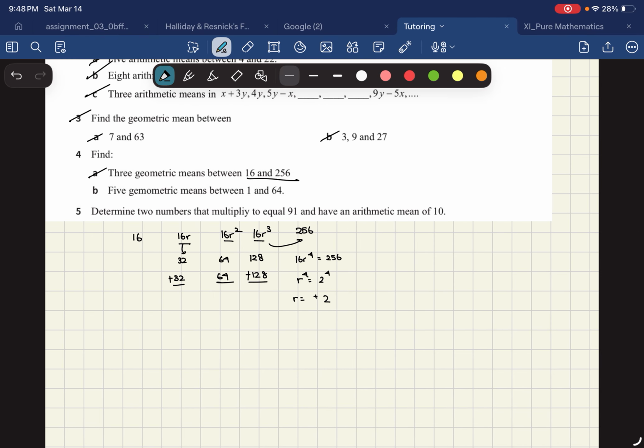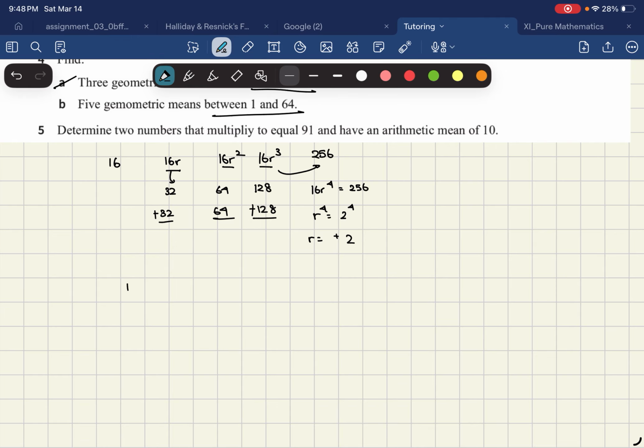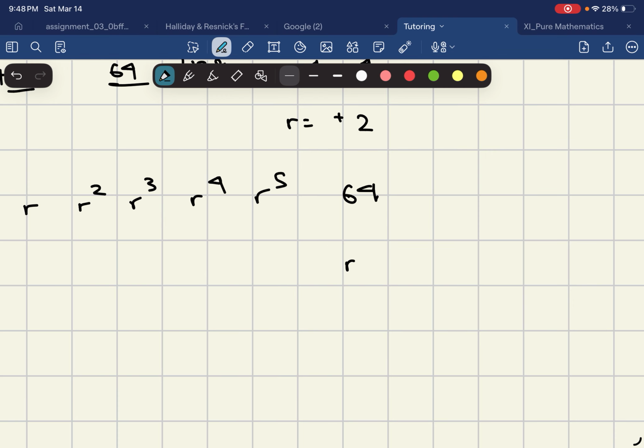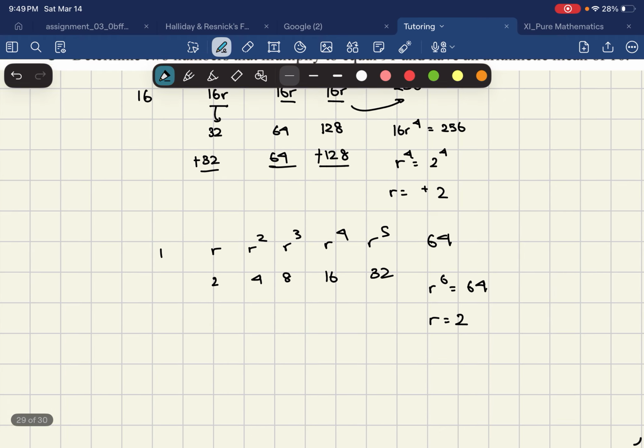Alright. And you want 5 geometric means between 1 and 64. So you start with 1, you multiply by r, r squared, r cubed, r to the power 4, r to the power 5. Those are our 5 means in between, and you get to 64. And 64 just has to be r to the power 6, right? You multiply by r again. So r is just, I believe 64 is 2 to the power 6, so r is just 2. So therefore your numbers are 2, 4, 8, 16, and 32.